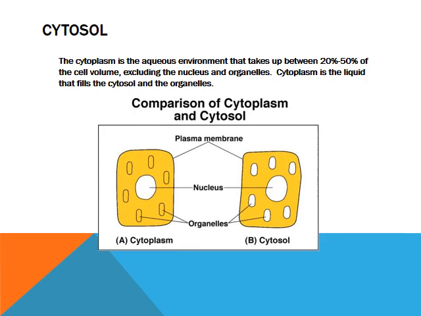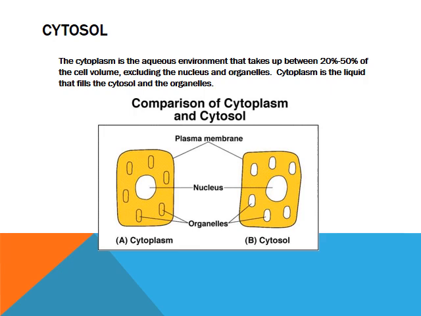All right, so we've got the outside of the cell. Now we'll talk about the inside of the cell. Inside of the cell, you have the cytoplasm. That is an aqueous environment that takes up about 20 to 50% of the cell volume. If it's aqueous, what does that mean? Water. It's got a lot of water.